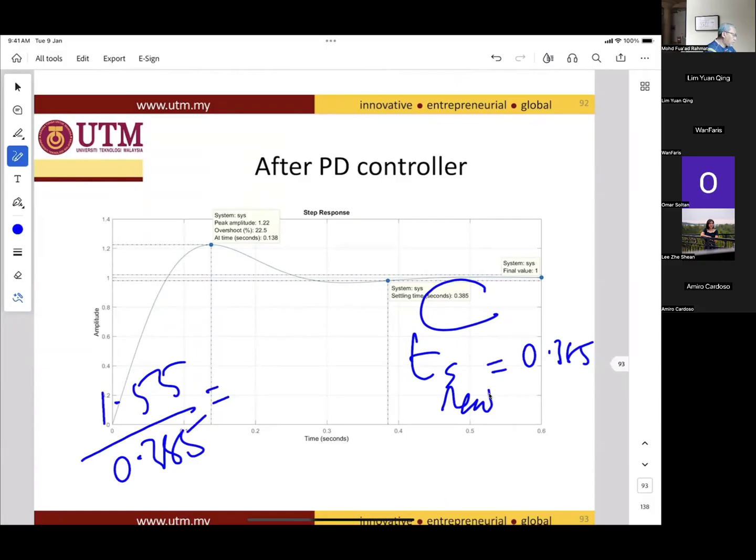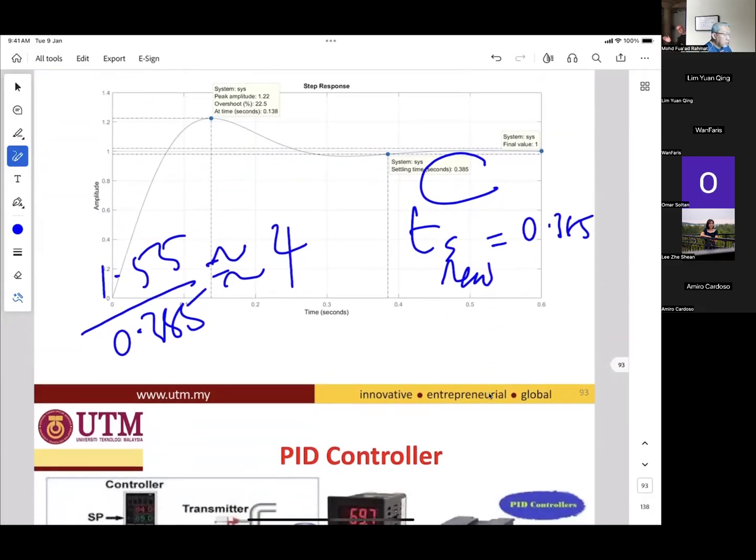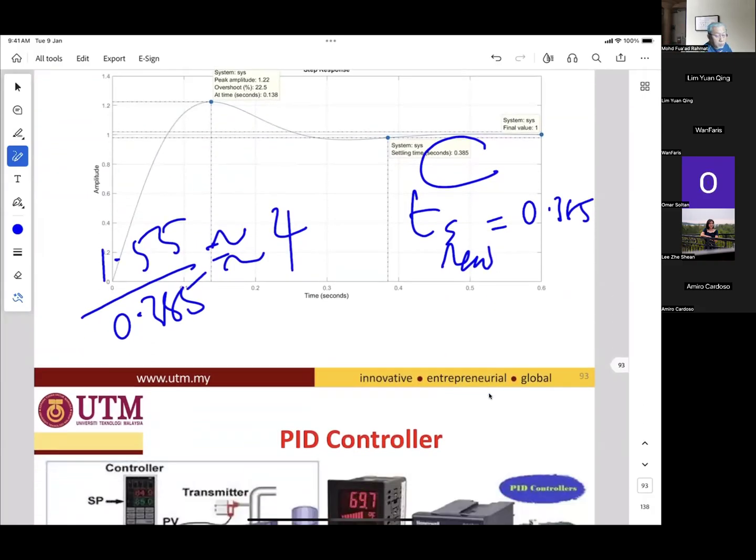Okay, so roughly you will get 4. So it fulfills our target designs. Okay, the ratio is 4.0 to 6. So we assume it as 4.